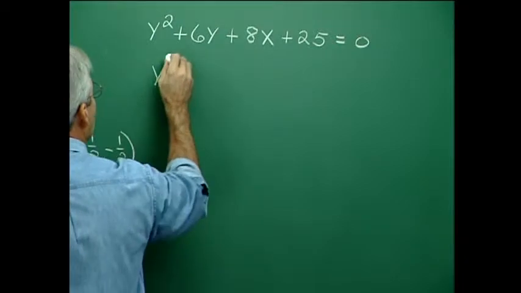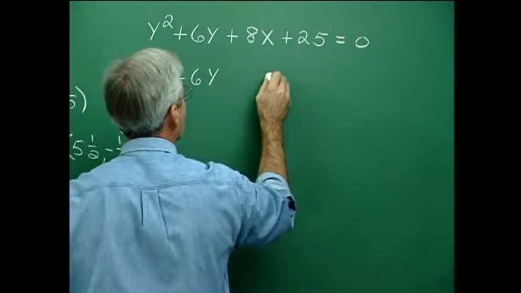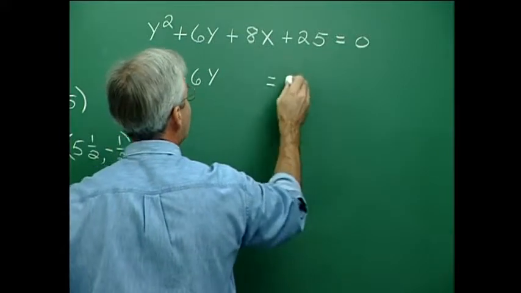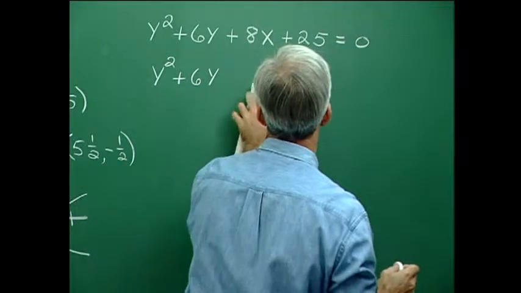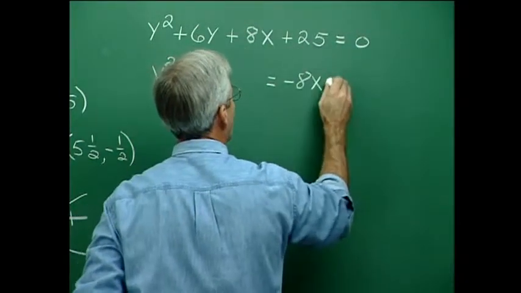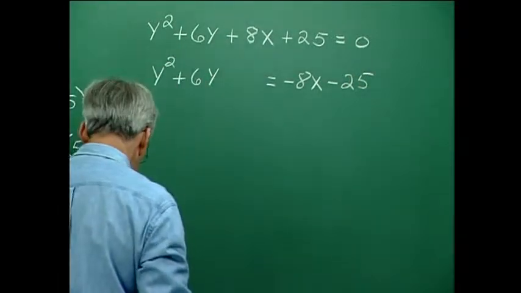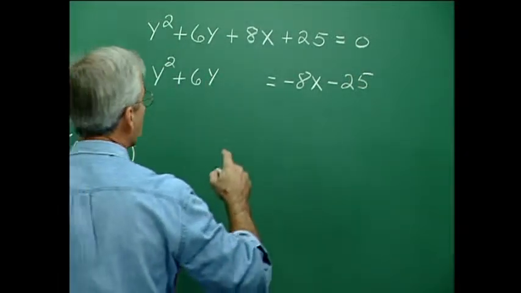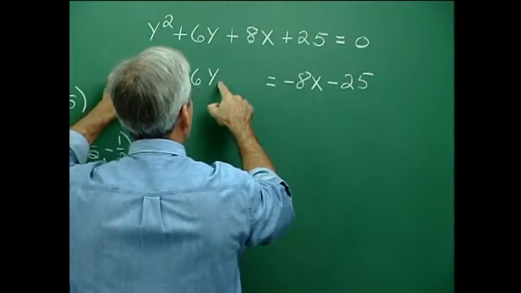It's y squared plus 6y. Now I'm going to leave a space here, and on the right I'm subtracting 8x on both sides. Whoops, I'm subtracting 8x on both sides, so I'll get negative 8x on the right. And I'm subtracting 25 on both sides, so I'll get this. Now, I hope you're anticipating what I'm going to say about this, because we've seen it before.